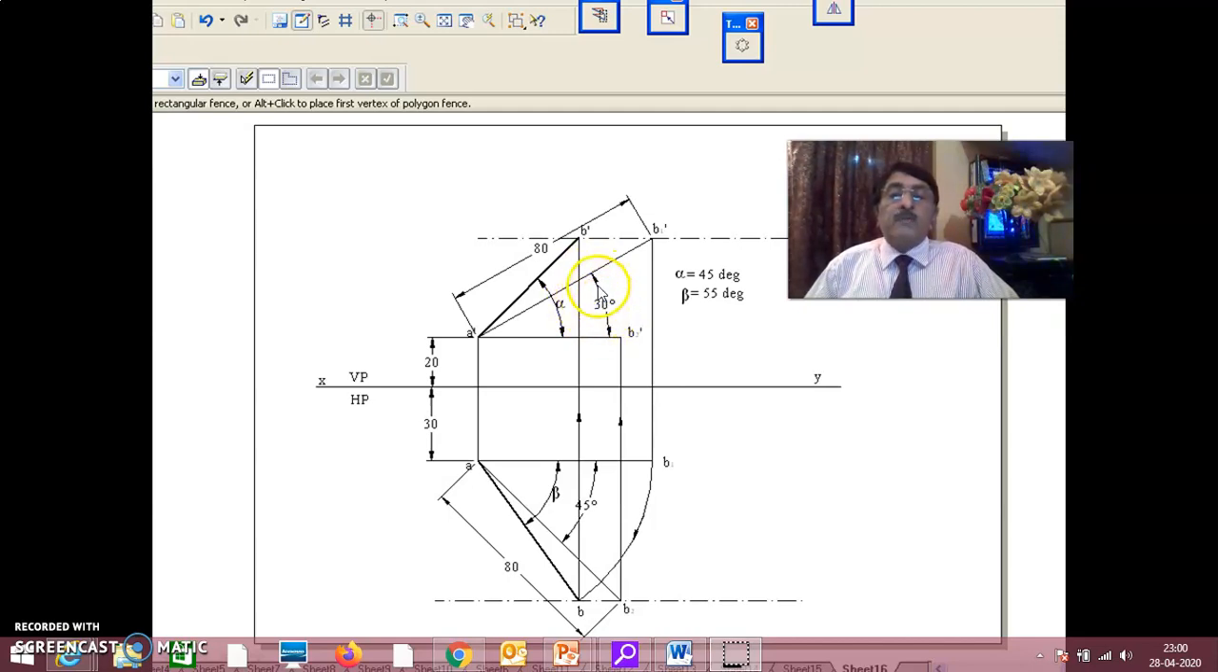If 30 degree becomes 40 degree, the projections will change. No, that means theta is a parameter. And for 45 degree, if it becomes 50, projections will change. That means 45 degree is a parameter again. Like theta, phi is a parameter. Correct? True length right now is 80. If I make 80 to 100, again the projections will change. That means true length is also a parameter.